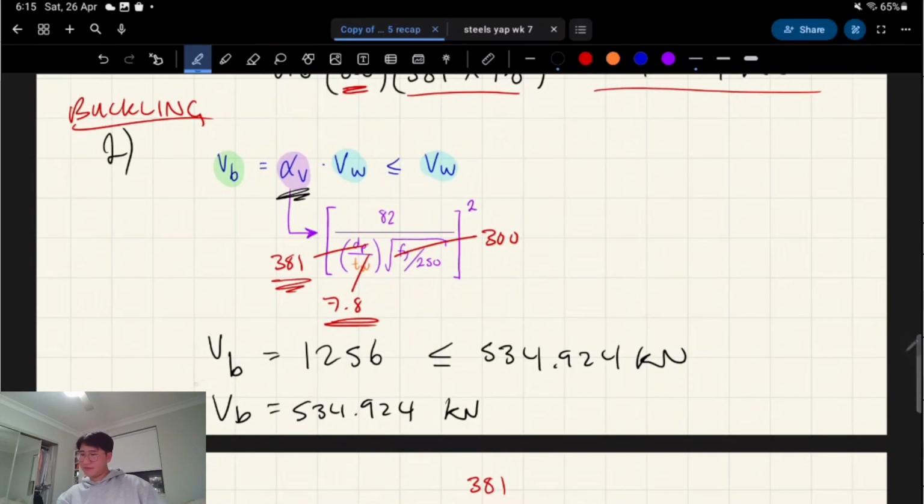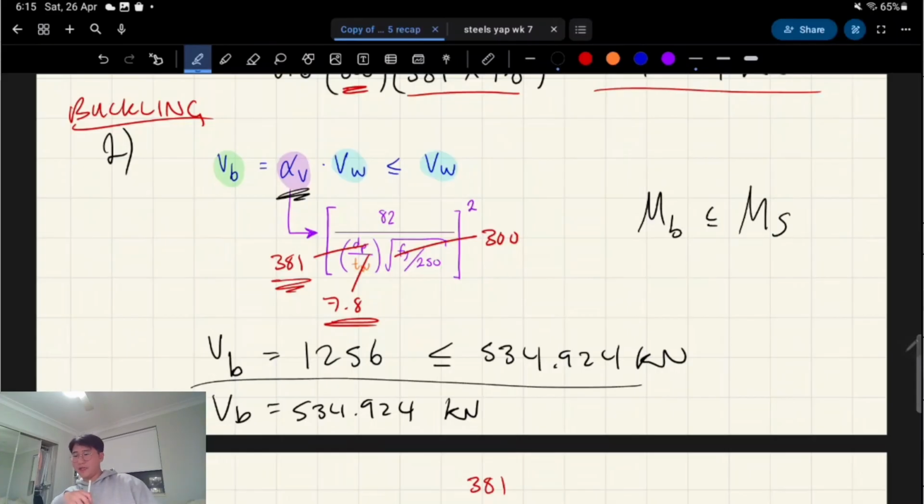But same thing as MB and MS, we're saying VB has to be less than or equal to VW. So if you get a higher number like I did here, I got 1,256, you have to set it back down to the lower number, which is VW, right?